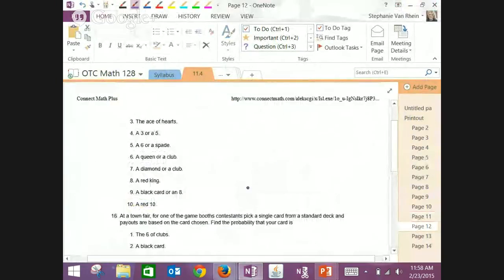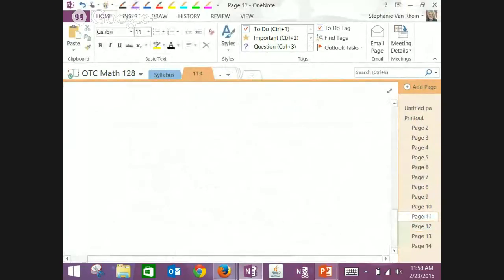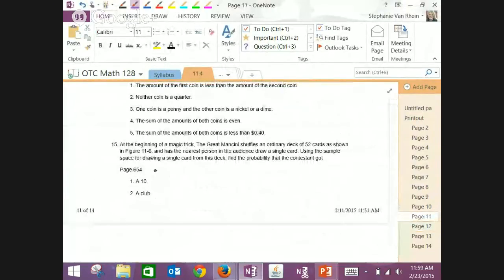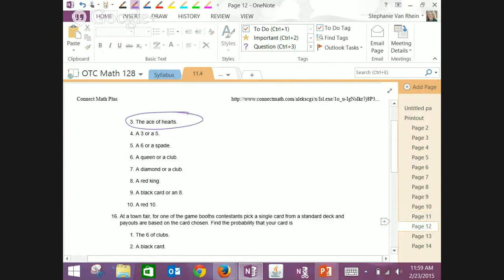11-4, number 3? Yeah. And the ace of hearts. So on the previous page, the question is: at the beginning of the magic trick, Great Machini shuffles an ordinary deck of 52 cards shown in a figure on that table, and has the nearest person in the audience draw a single card. Use the sample space for drawing a single card from this deck. Find the probability that the contestant got the ace of hearts.